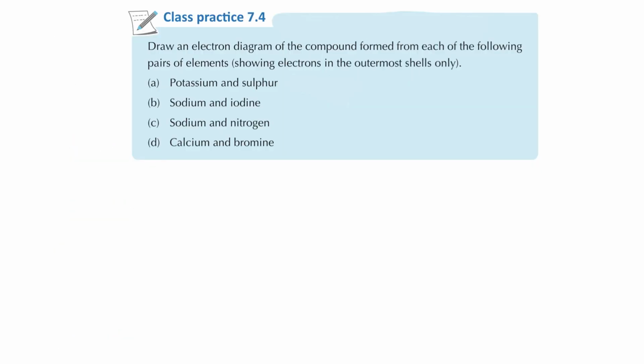So practice. Draw the electronic diagram, and also write down the formula. I think the electronic diagram here only shows electrons in the outermost shells only. In this video we talk about the formula, so we write the formula first to practice a little bit. So potassium is K+, 1+, sulfur is group 6, will be 2-, so this one will be K2S.